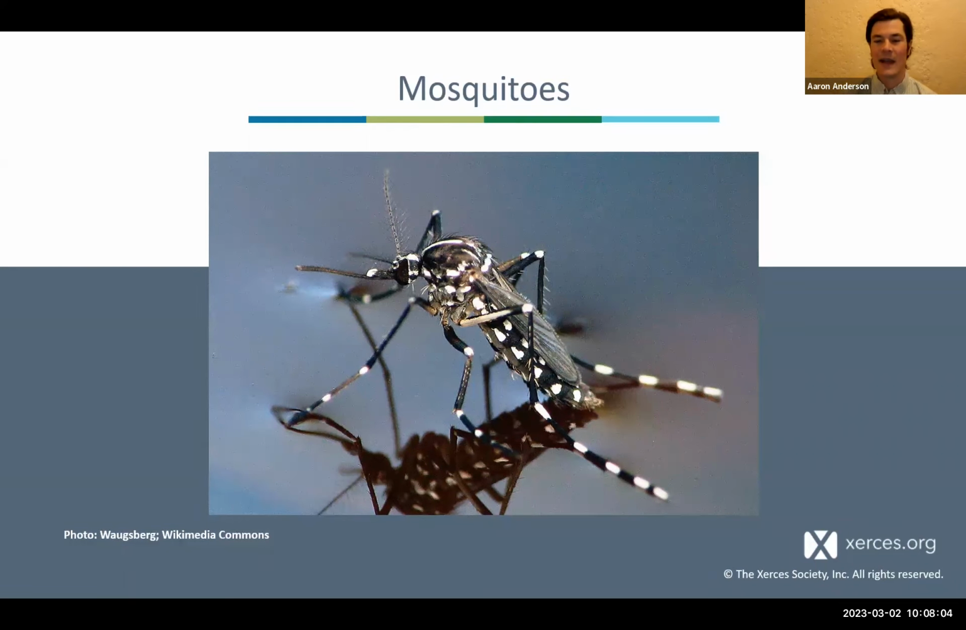Instead, adults drink nectar from flowers for energy, and in the larval stage, the larvae are aquatic, and they actually feed on microorganisms and algae in the water that they're developing in. Of course, human blood is part of the diet, but only for reproductive females. They need to feed on blood, called a blood meal, for extra nutrition and protein to help develop their eggs. And male mosquitoes don't actually bite.